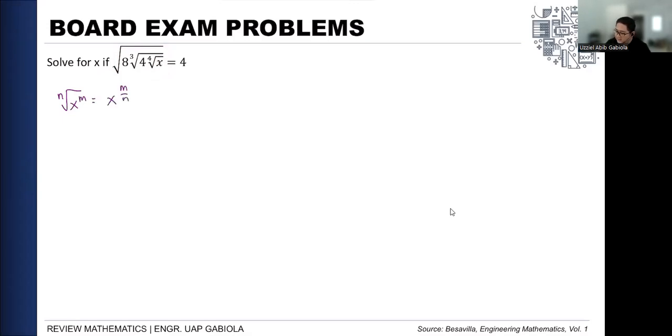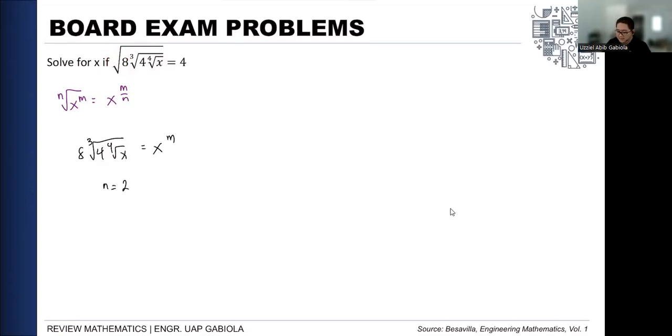So, dito kung yun yung radical sign natin, so 8 cube root of 4, fourth root of x, ito yung ating x^m, no? Doon sa problem na yon. And then, ang n natin is equal sa ilan? Equal sa 2. Yes. Kapag wala kayong nakitang number dito sa radical sign, understood na meron siyang 2 doon.